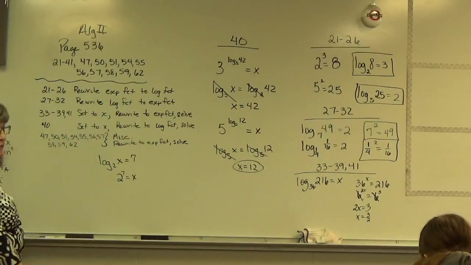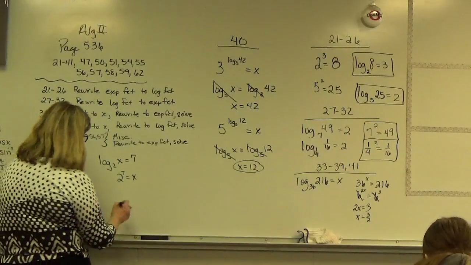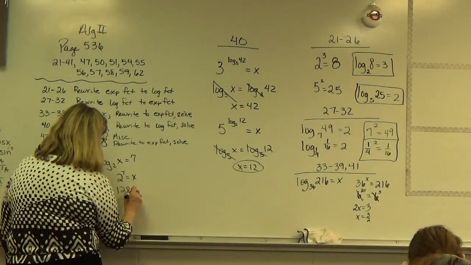And then what would I have to do to figure out what the answer is? Take 2 times itself 7 times. 7 times. So that'd be what, 128? Yeah. Equals.